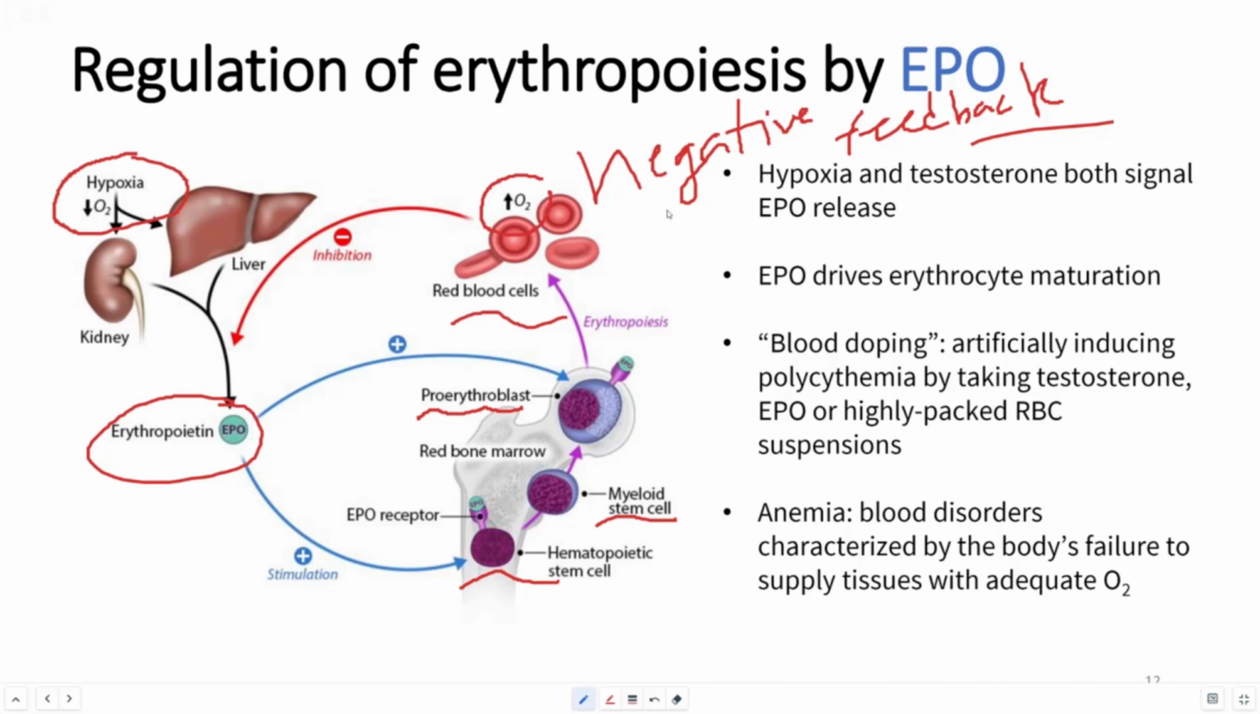Blood doping is artificially increasing the amount of blood cells by taking exogenous amounts of testosterone and EPO, packed in these really tight suspensions.